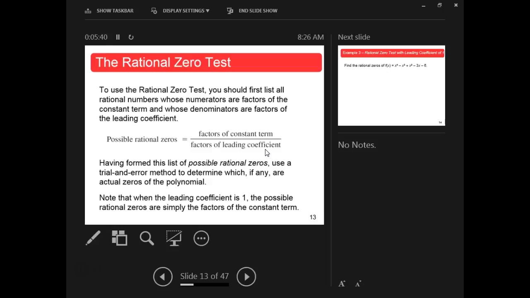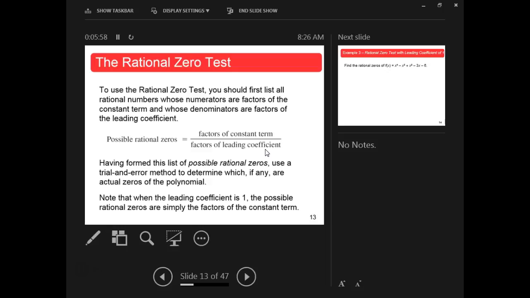Now, having formed that list of possibilities of rational zeros, then we use a trial and error approach. It's almost like a factoring method to determine if any of the possible zeros are actual zeros of the polynomial. But it's not just random trial and error. There's a system to it.